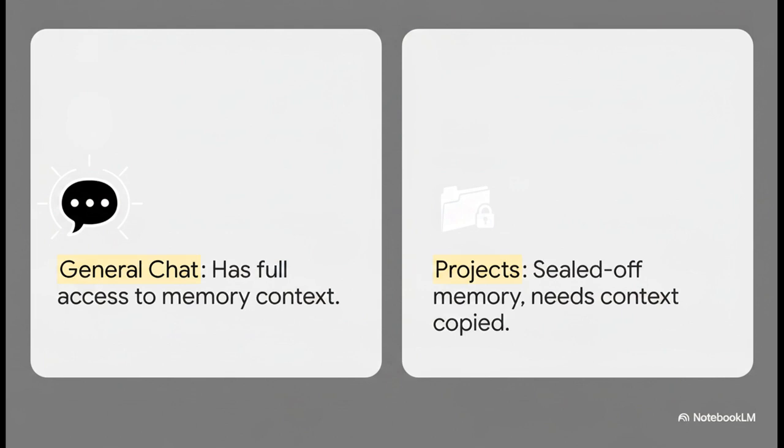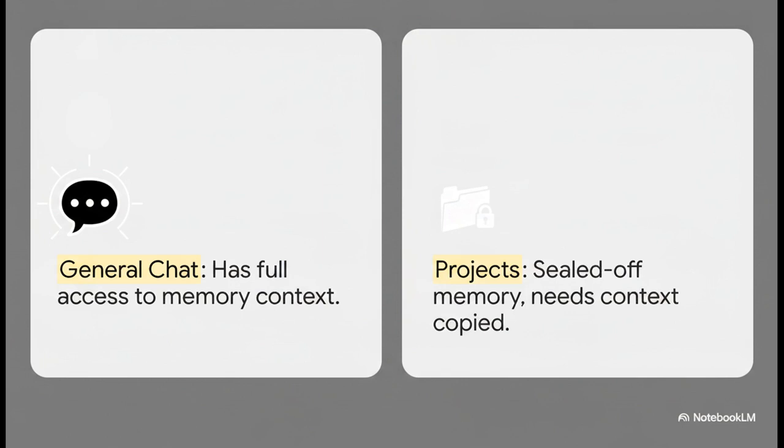Wrapping up the beginner section, we have tip 5. Be cautious with projects. See, a general chat has full access to your brand identity, your tone, and that whole memory context we built up. But a project operates with a completely sealed-off memory. It only searches within itself. Work you do in one project does not carry over to another.